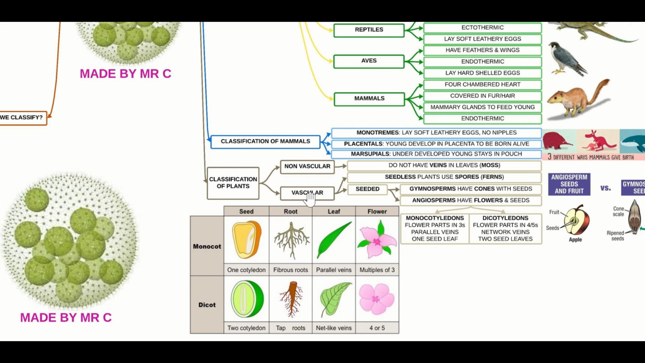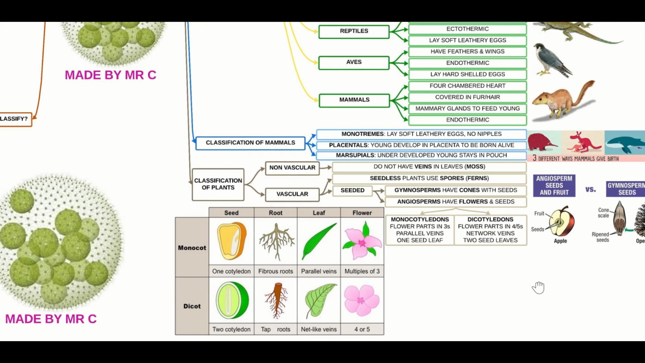Then we've got vascular, which means they do have veins in their leaves. And we've got the two major divisions here, which are seedless plants. They use spores, and the example here is ferns. And then the other subtype is seeded. Now, in seeded vascular plants, we've got both gymnosperms and angiosperms. Gymnosperms use cones with seeds, and angiosperms have flowers with seeds.